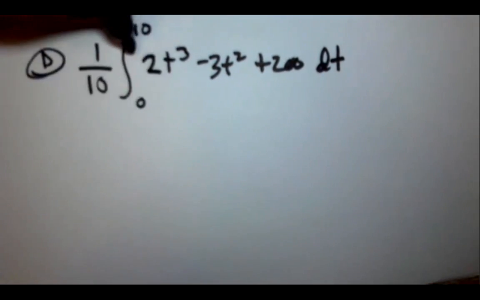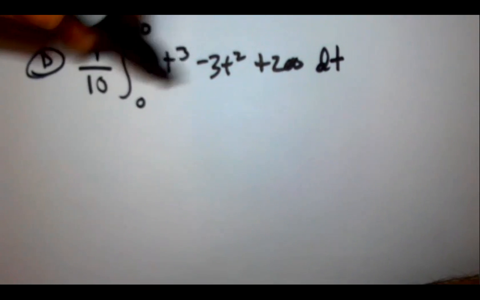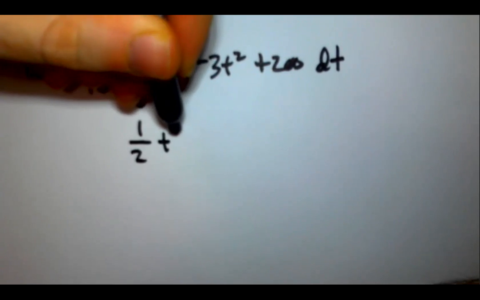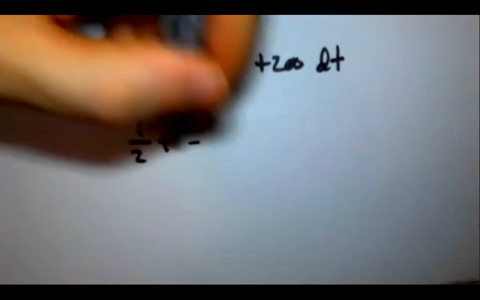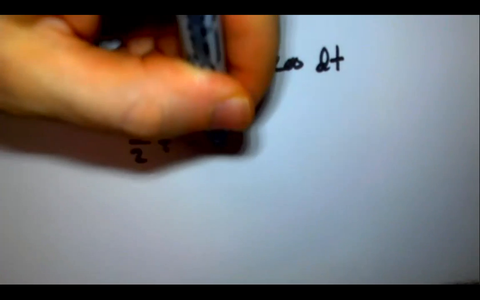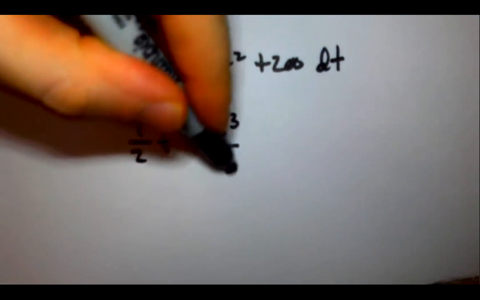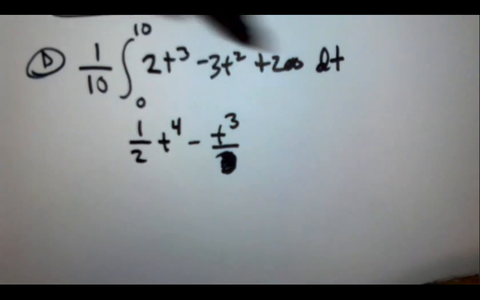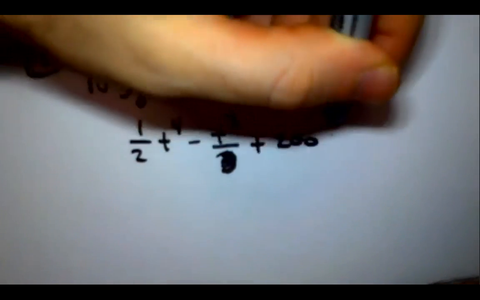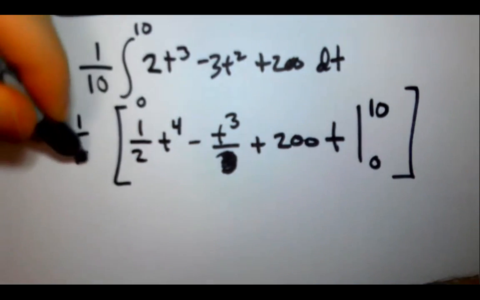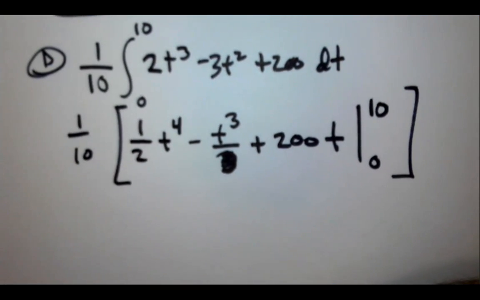So if you were to integrate this, this would be 2t to the 4 over 4. So 2 over 4 is a half. So this is half t to the 4th minus t to the 3rd over 3. Now I lied, that should cancel. That'd be 3t to the 3rd over 3. So that's just t to the 3rd plus 200t from 0 to 10. And let's not forget our 1/10 out front. Any questions on that integration?